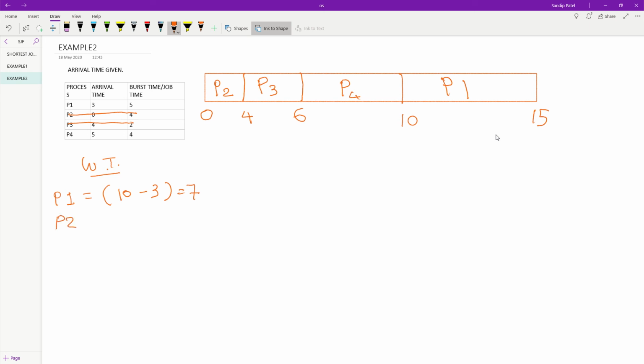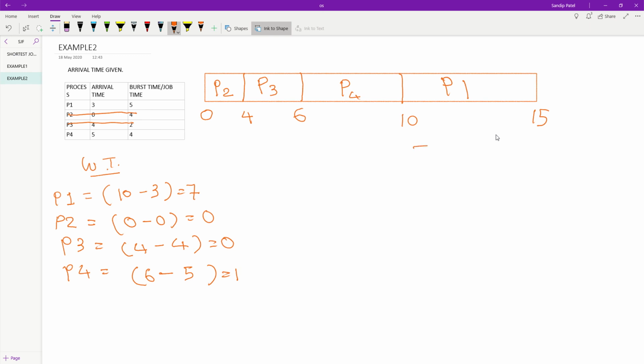Now P2's first response is generated at 0 milliseconds, and it arrives at 0 milliseconds, so it is 0. P3's first response is generated at 4 milliseconds on the Gantt chart, and it arrives at 4 milliseconds, so it has 0 milliseconds waiting in the ready queue. P4's first response is generated at 6 milliseconds, and it arrives at 5 milliseconds, so it has to wait in the ready queue for 1 millisecond. So that is the waiting time for the individual processes.